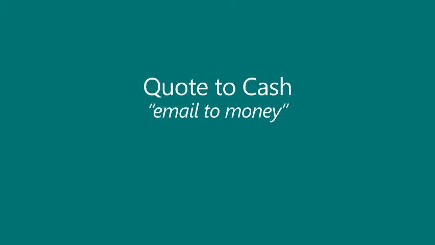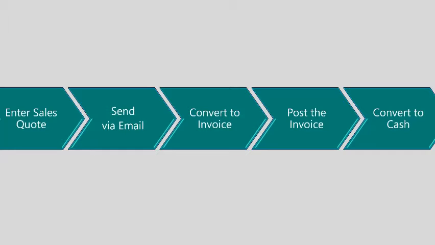One of the simple ways in which we see the blending of productivity tools and business processes of Dynamics 365 Business Central is through Microsoft Outlook. In this demonstration, we'll show you quote to cash, also known as email to money, in which I get an inbound email request from a customer, and I'm going to process that entire business process through Microsoft Outlook. So the steps here are we're going to enter in a sales quote.